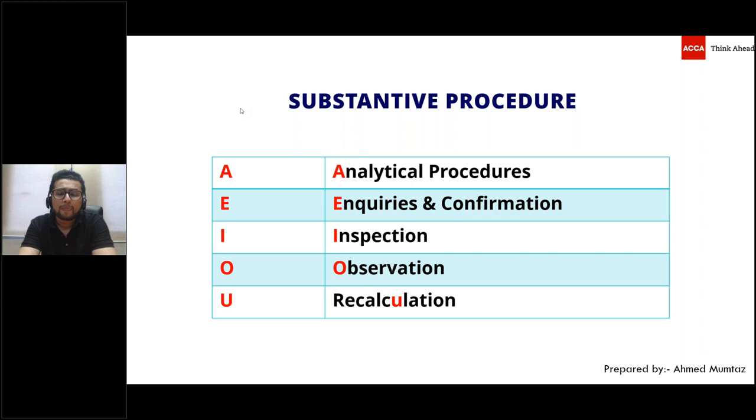Maybe the management has recognized a certain amount of provision for a particular thing. So you need to get the written representation from the management because maybe other evidence is not readily available to you. Okay then.